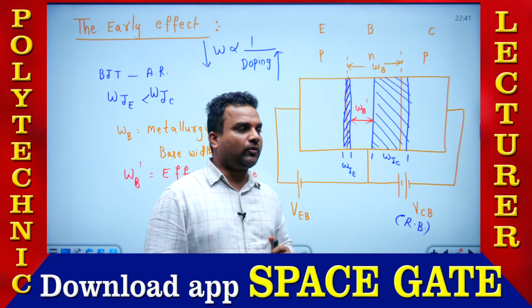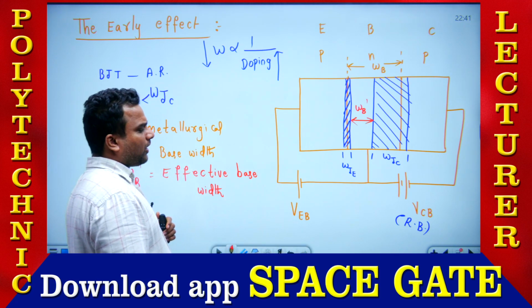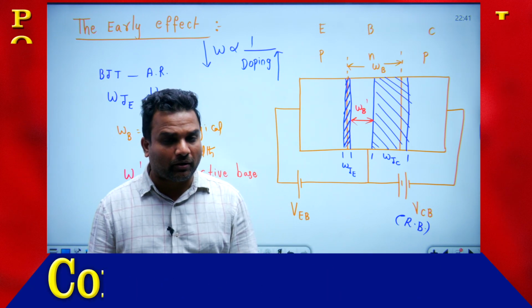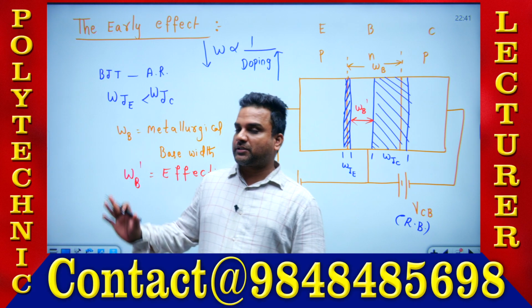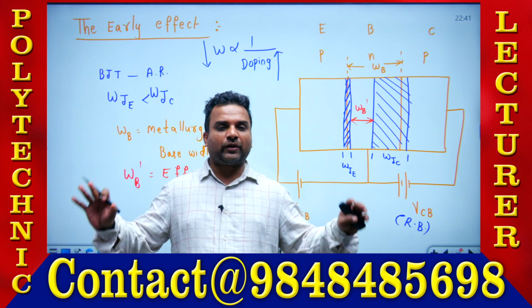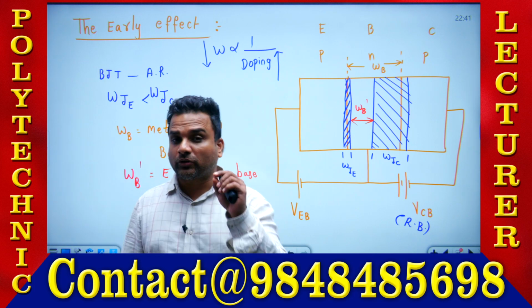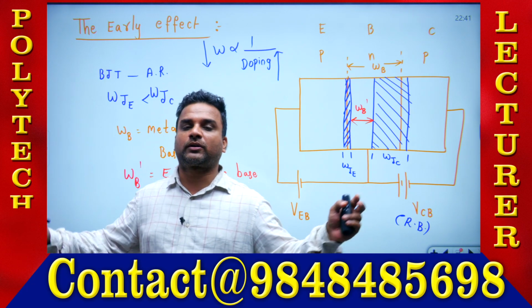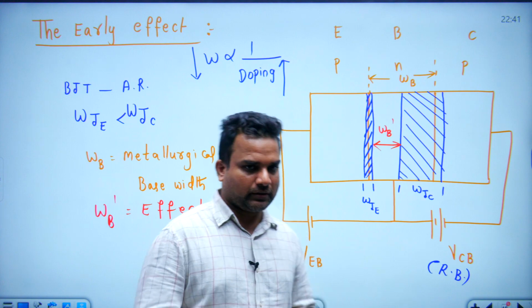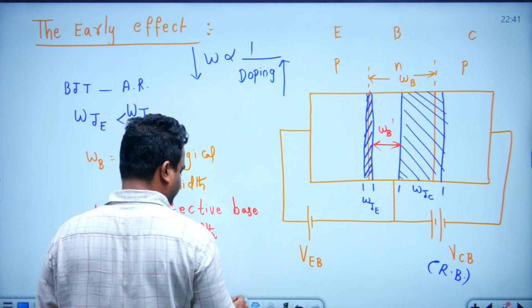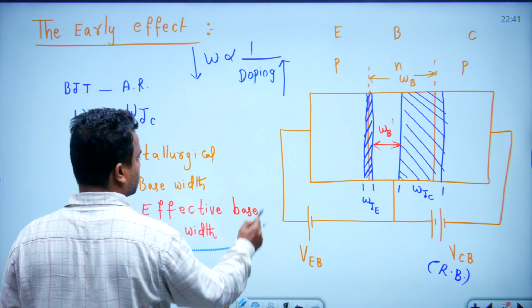Got it? Now guys, to get more current at the collector region, at the collector terminal, what to do? James Early proposed one very good concept called the Early effect. Due to that, you will get more current. How? Let's see. Guys, let me consider this.